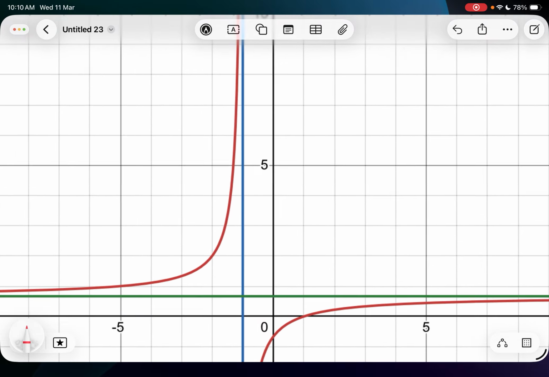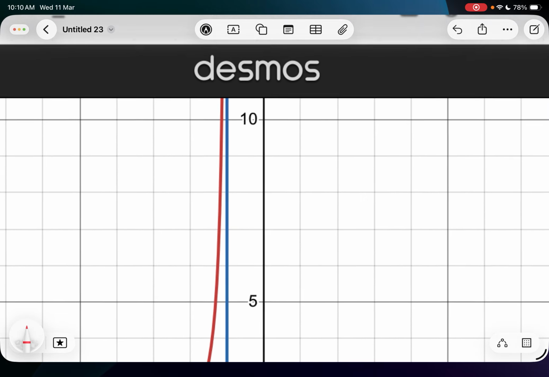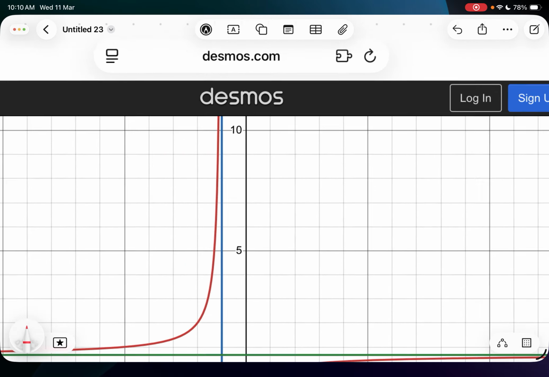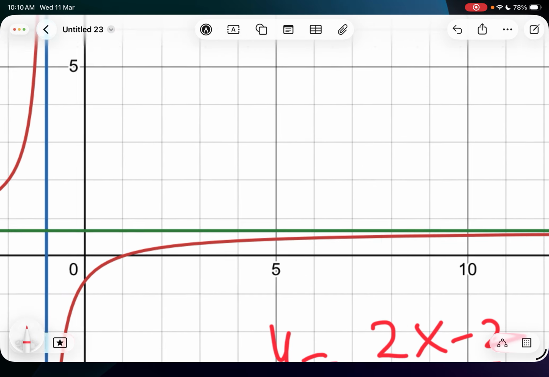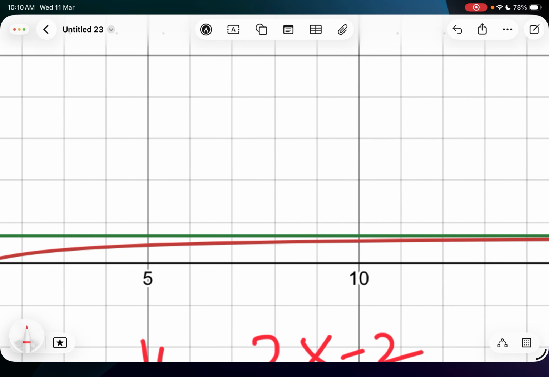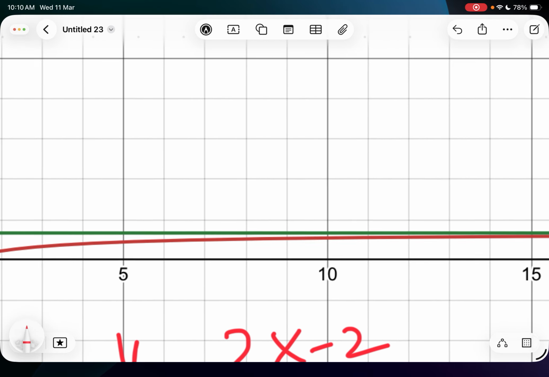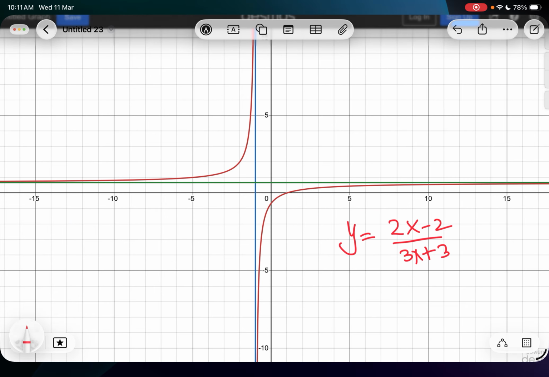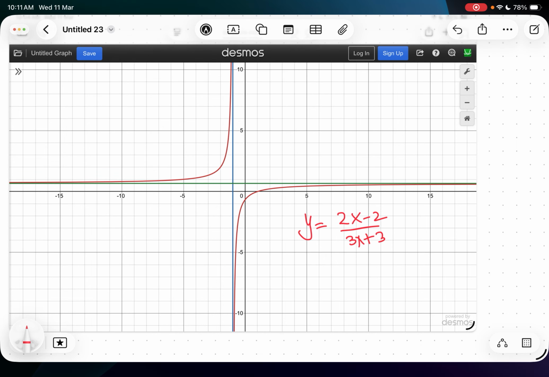If you magnify this graph, you can see that it is approaching the curve but is not crossing it. Same goes for this line. You can see that it's never going to touch it, right? So this is an asymptote. Now the question arises: how do we find that particular line, either the horizontal line or the vertical line? So I'm going to explain step by step.